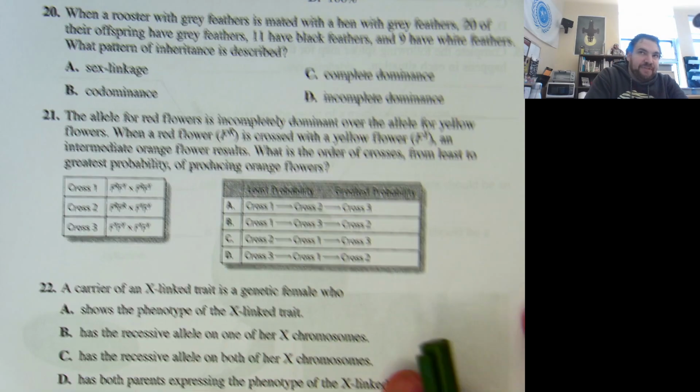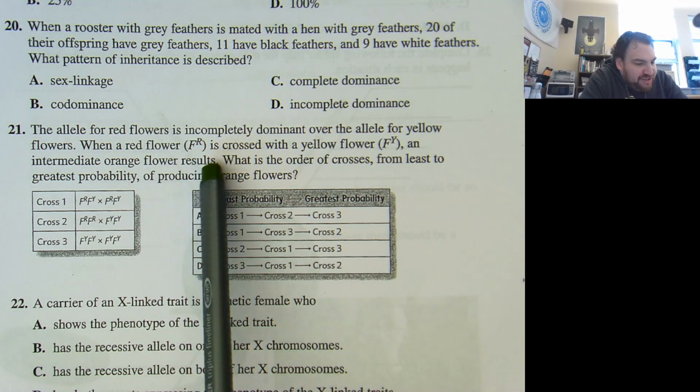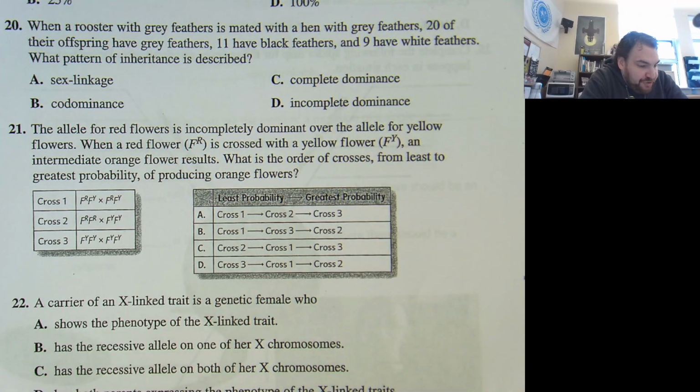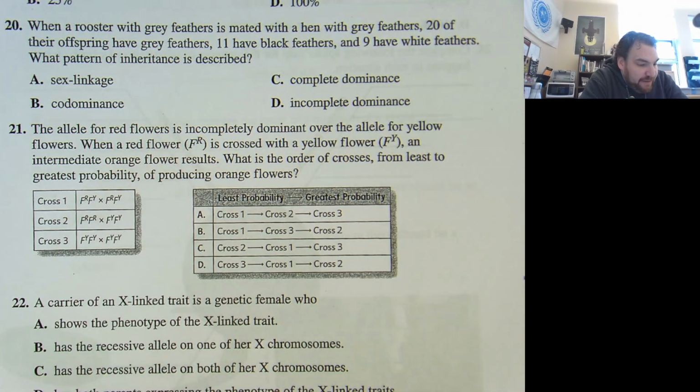Okay, so let's talk about it. Let's do it. I like it. The allele for red flowers is incompletely dominant over the allele for yellow flowers. When a red flower is crossed with a yellow flower, an intermediate orange flower results. Which of the following crosses is ordered from least to greatest probability? Oh, my answer is wrong because I read the question wrong. Whoops.